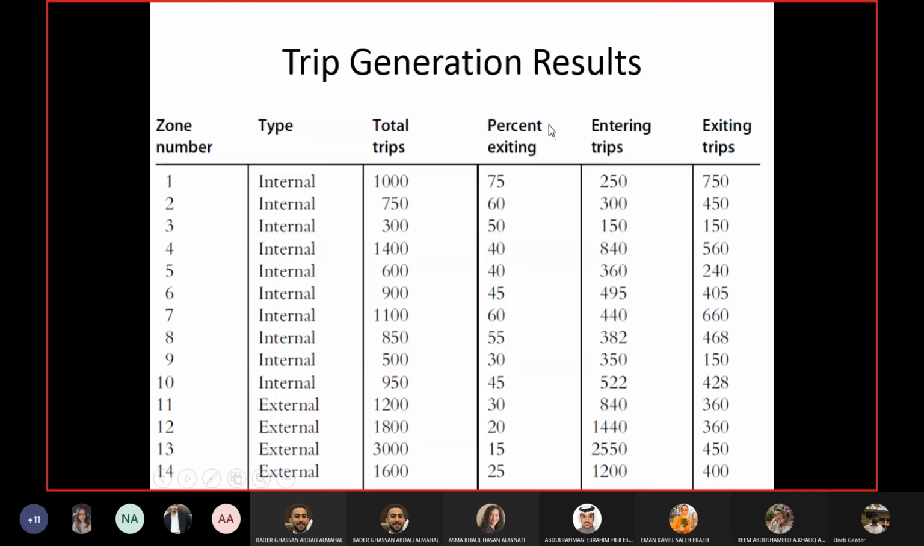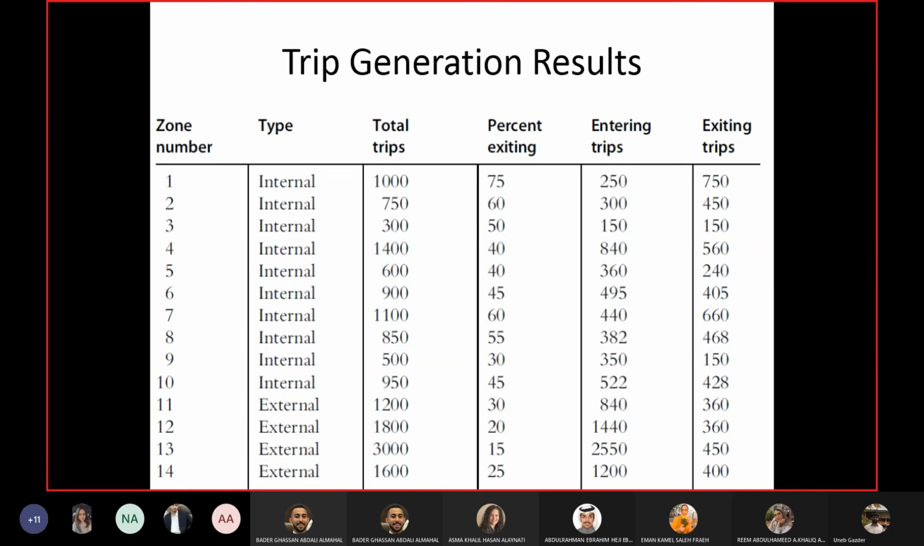So if I see here, percentage trips exiting. Okay, so the remaining will be entering, right? So 75% are exiting, so 25% are entering. Total trips were 1000. Out of 1000, 250, which is 25%, are entering, and 750, which is 75%, are exiting. Then for the 750 total trips, 60% were exiting, so 40% were entering. So 60% means 450 and 40% means 300. Again, they did not give the details for each side, just for the sake of an example.